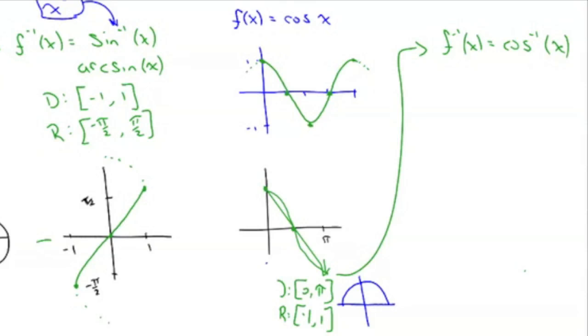Okay, so the domain of this one is? Negative 1 to 1. You can only plug in numbers between negative 1 and 1. And the range? 0 to pi. The only answers you're going to get out of it are first and second quadrant angles. All right, so far so good. The graph of the inverse cosine is not super important, but you can graph it, it's not that hard.